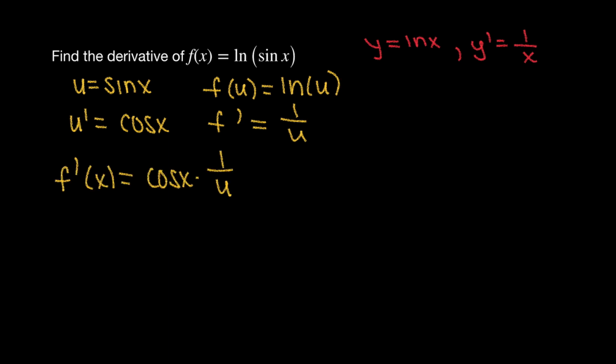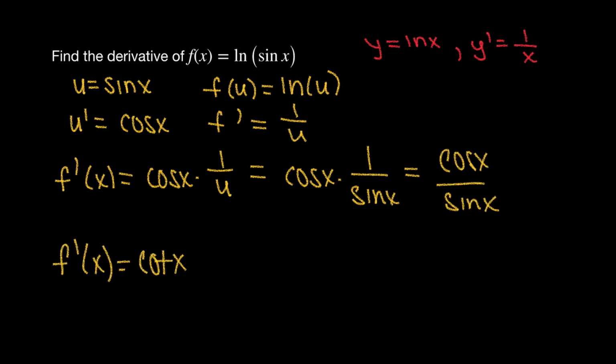The derivative of sine x is cosine x, and the derivative of ln u is 1 over u. So using the chain rule, I have to multiply these derivatives together, and I get cosine x times 1 over u. That 1 over u turns into 1 over sine x, and I'm going to get that exact same answer, cosine x over sine x, or cotangent x.